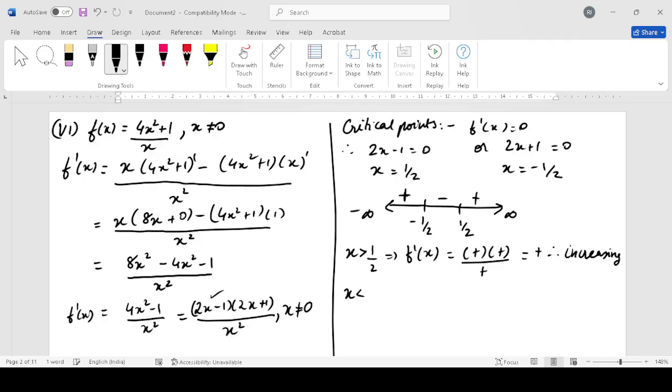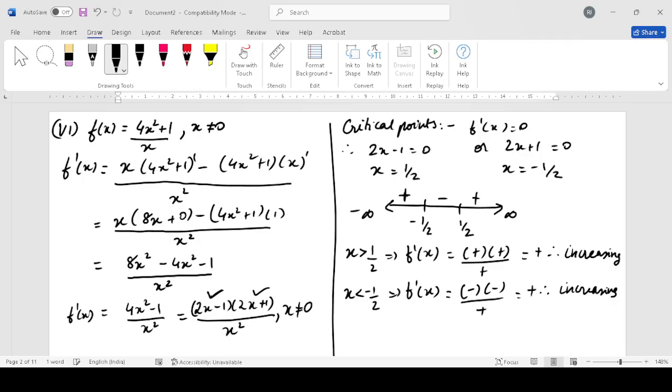Now for any value less than -1/2, suppose you input x as -1. In f'(x), the first bracket 2x - 1, if you put -1, you get -3, so it is negative. We are not concerned with the value but only the sign. Again in the second bracket, when x is -1, we have a negative, and the denominator is a square, so it is always positive. Negative into negative gives a positive. Therefore the function is again increasing.